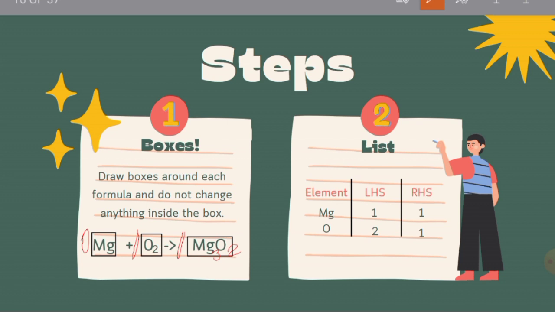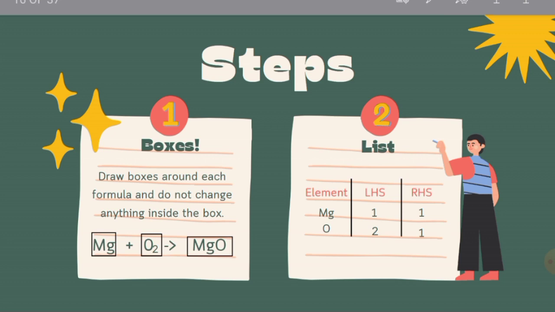Very important. So we will try to balance the first equation which we have seen, that is magnesium plus oxygen gives rise to magnesium oxide. So the first step is clear and we have done it. The boxes are drawn already.